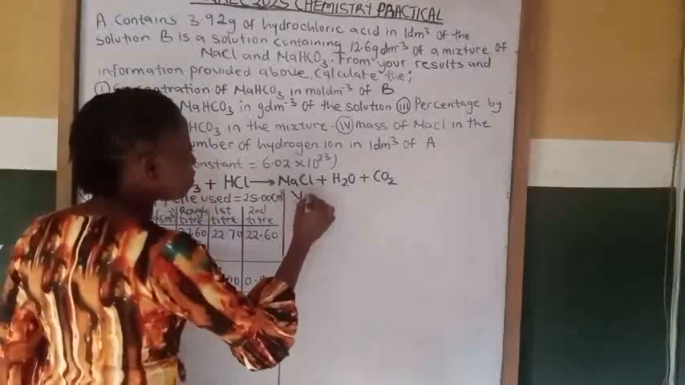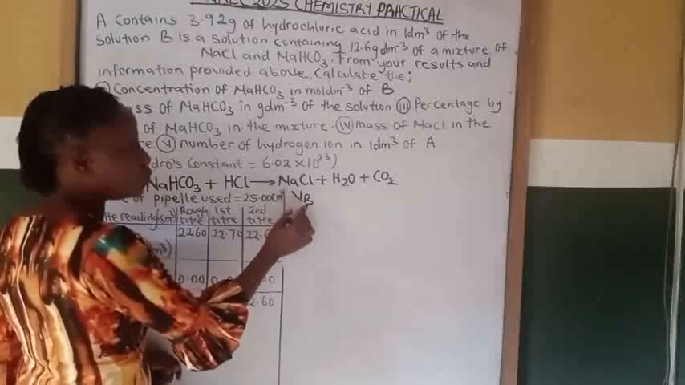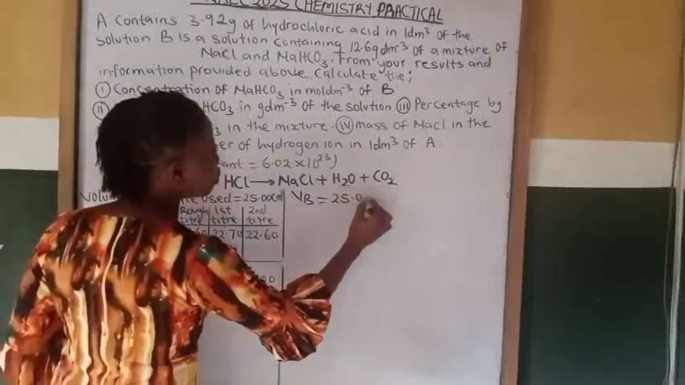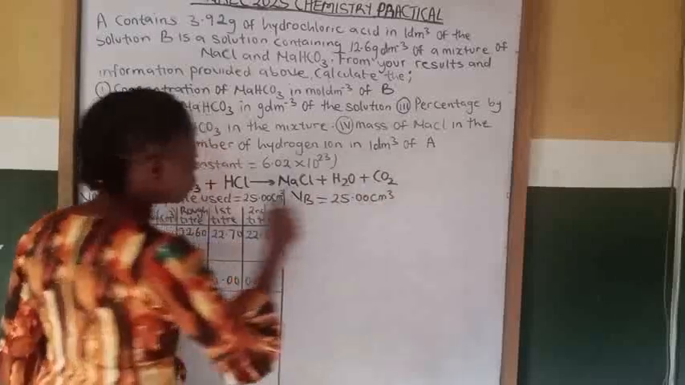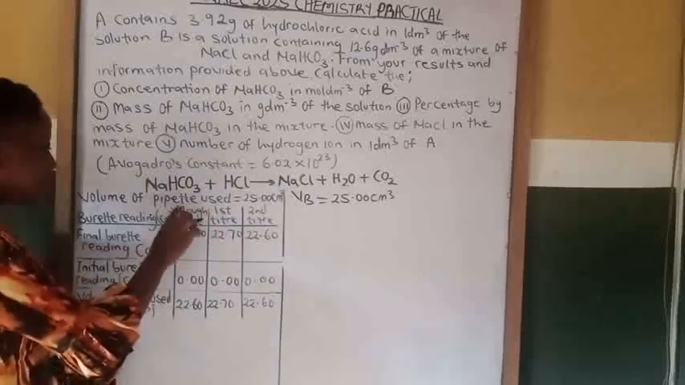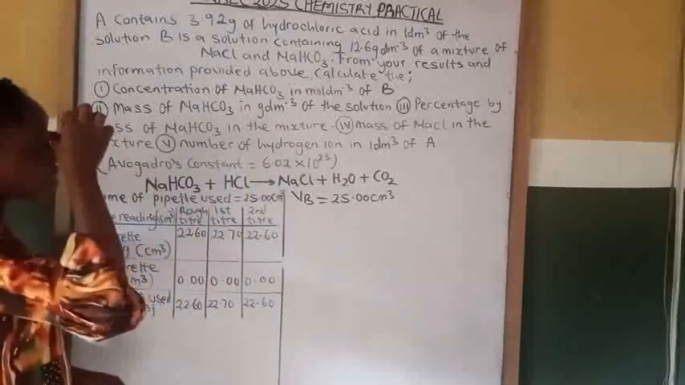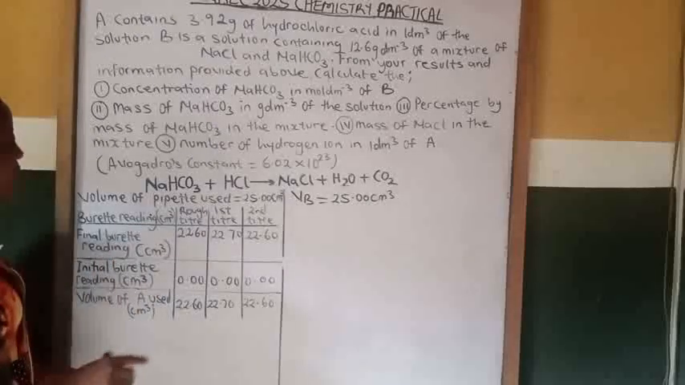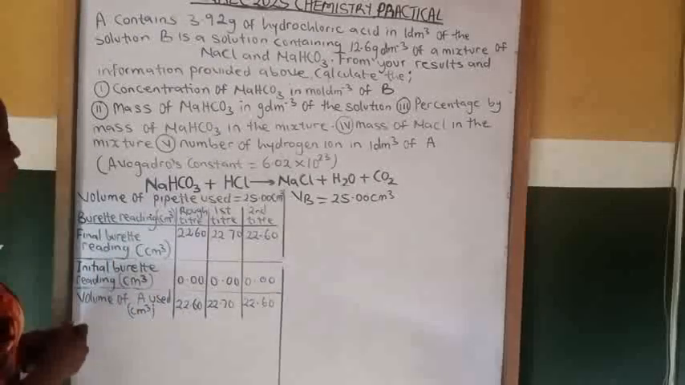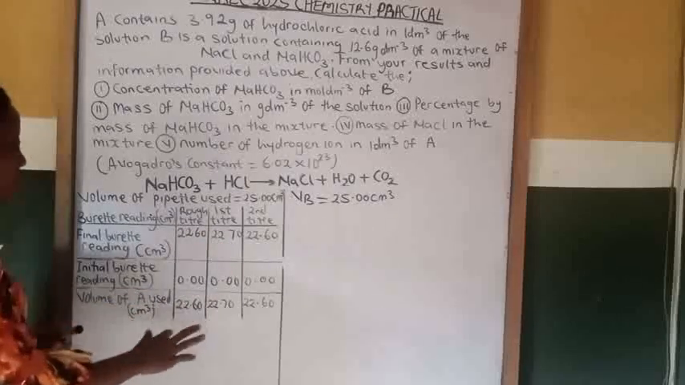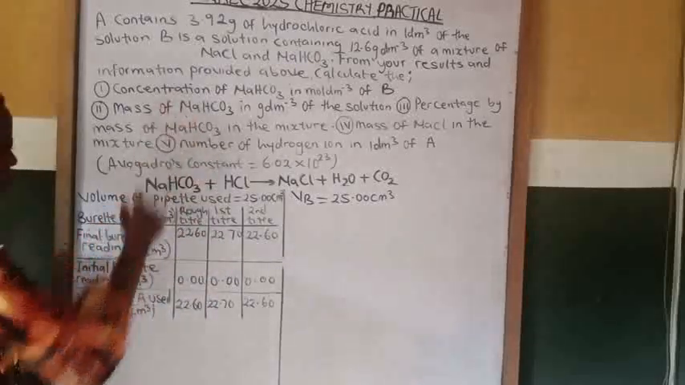So therefore, the volume of base, which is VB, V means volume, B is the base, is 25.00 centimeter cube, which is the volume of your pipette. So that's it. After this table, you can analyze all your parameters out. Then we have manipulated this table in the first video, so we are going to continue. We are still going to use this same table to solve this question.